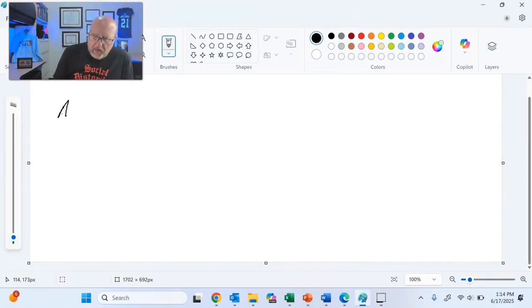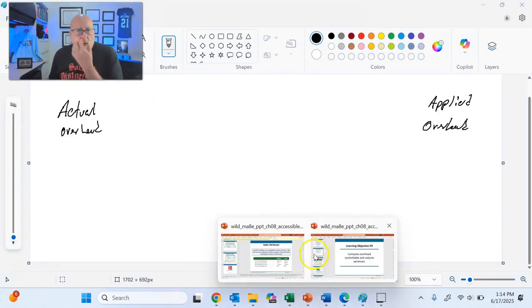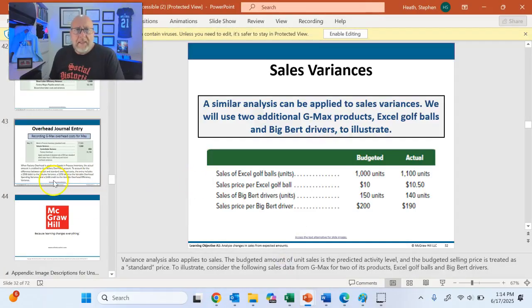We are going to compare actual overhead to applied overhead. So applied meaning allocated overhead. All right. The total difference is our, let's see what we call this. We call it our controllable overhead, I believe.